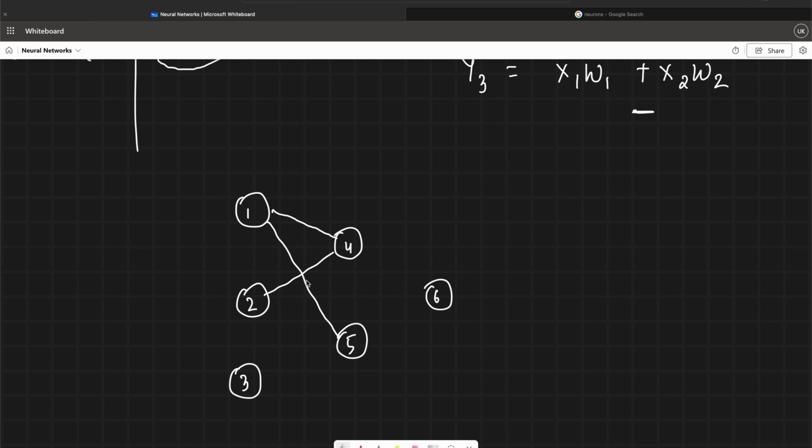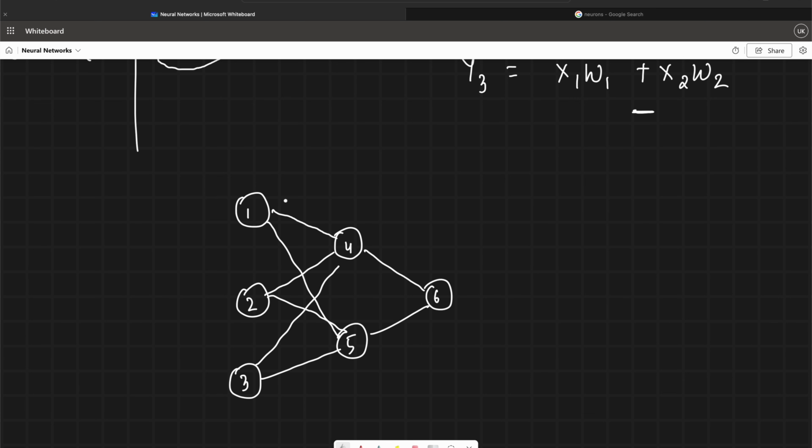Similarly, 2 is connected to 4 and 5. 3 is connected to 4 and 5. And then, as you would know, we solved this example already. Assume this was 1, 2, and 3. How would it connect? 4 would connect to 6, 5 would connect to 6. Now, we can assign weights for this.